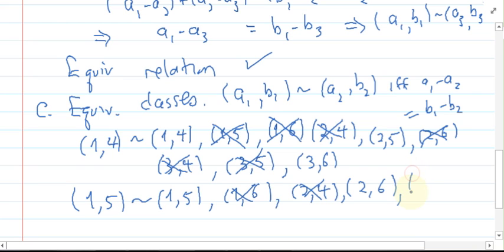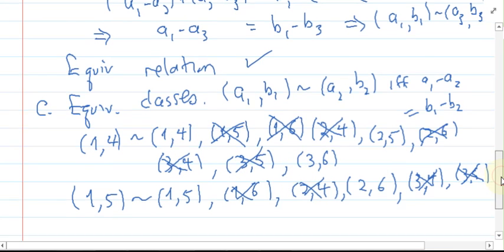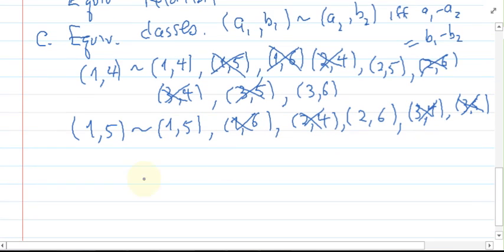Okay, let's check the 3s. Let's see, (3, 4). A1 minus A2 is negative 2, and B1 minus B2 is positive 1. That doesn't work. (3, 5): A1 minus A2 is negative 2. B1 minus B2 is 0, so that doesn't work. We don't need to check (3, 6) because it's already in the list. So we've already taken care of 1, 2, 3, 4, 5. We've taken care of 5. We need 4 more.